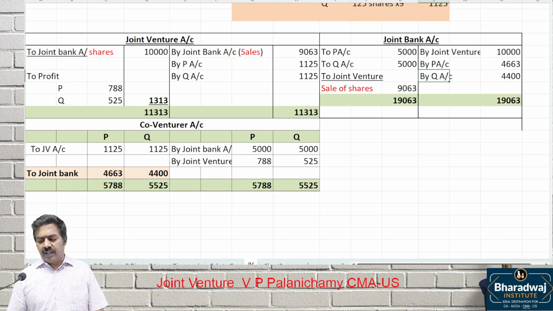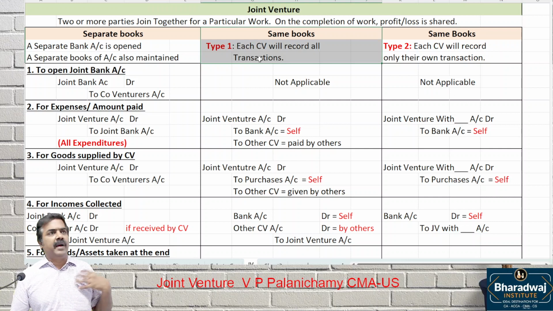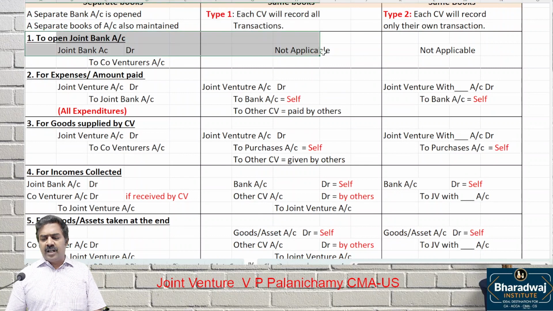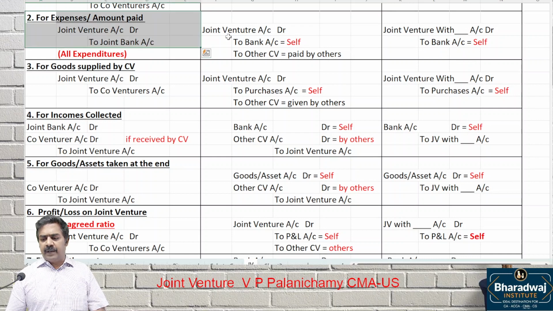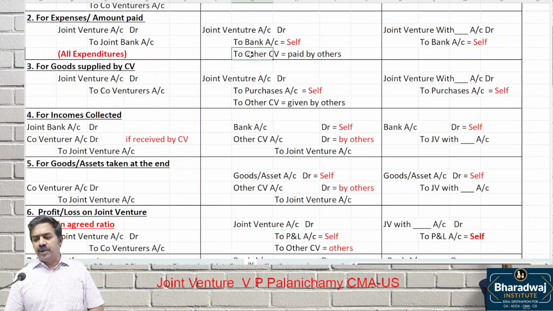Next, we'll go for type 2. What is type 2? Same books, but each co-venturer will record the full transaction. I will record my transaction as well as your transaction. Let us say I am A, you are B. I will record my transaction as well as B's transaction. Likewise, you will record your transaction as well as my transaction and the money. Opening of a joint bank account is not applicable, we are not going to maintain separate books. For expenses paid, what is the entry I will pass? Joint venture account debit to bank account if I pay. If you pay, I will record joint venture account debit to B account.